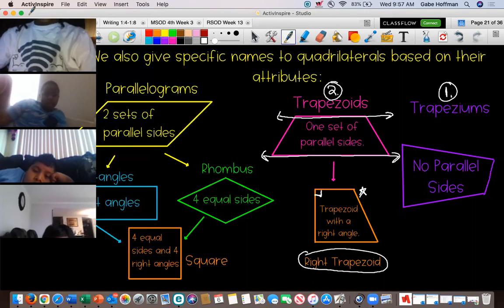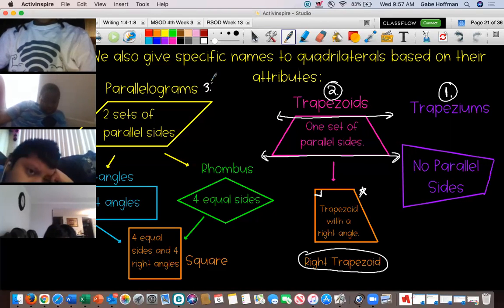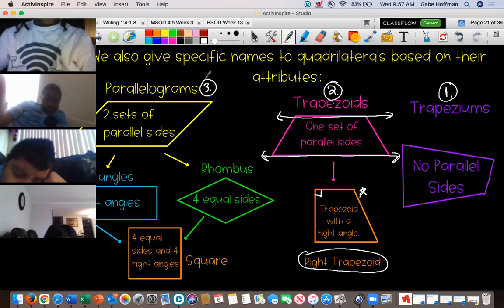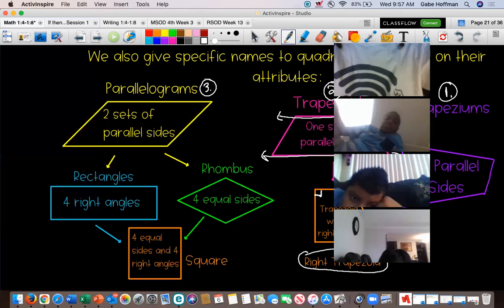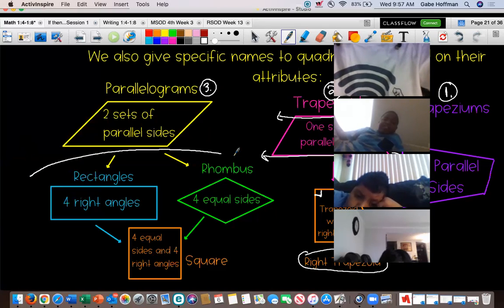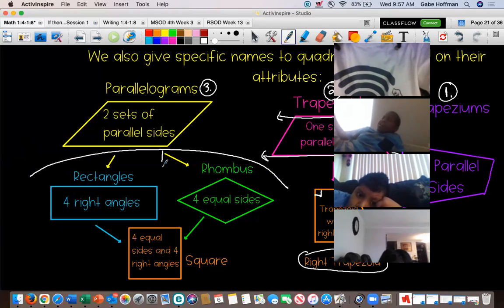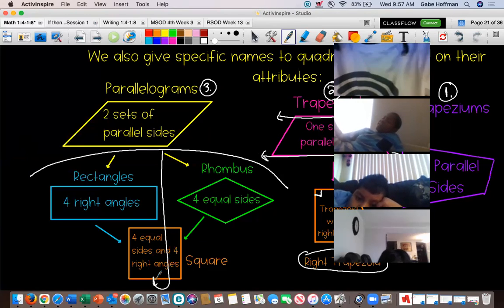Now, here's where we get tricky. We go over here to number 3, parallelograms. All right? It's important for you to understand everything in this is a parallelogram. So think of parallelograms like an umbrella, all right? So you have regular parallelograms, and then everything else below it, like I'm drawing an umbrella, right? Everything below it that's a special one is still a parallelogram, okay?